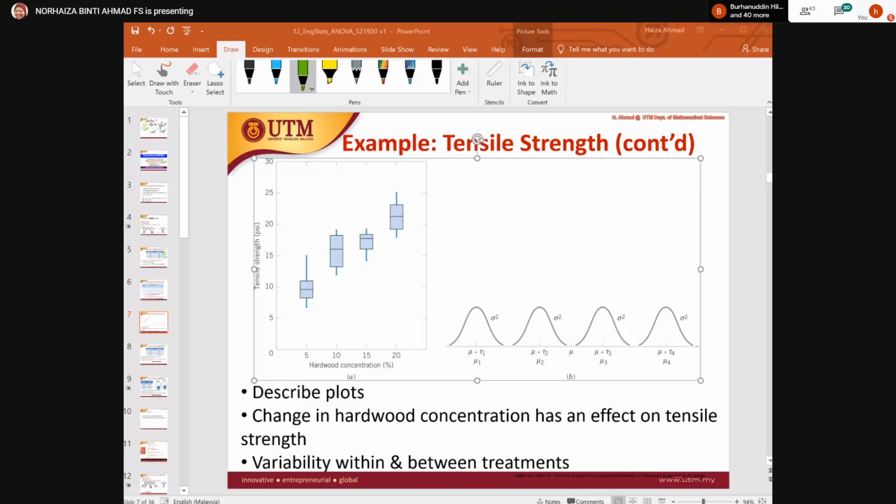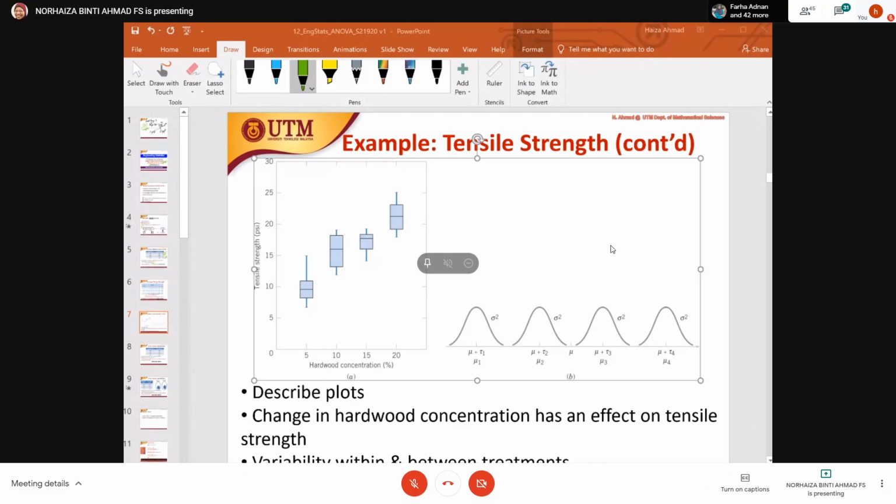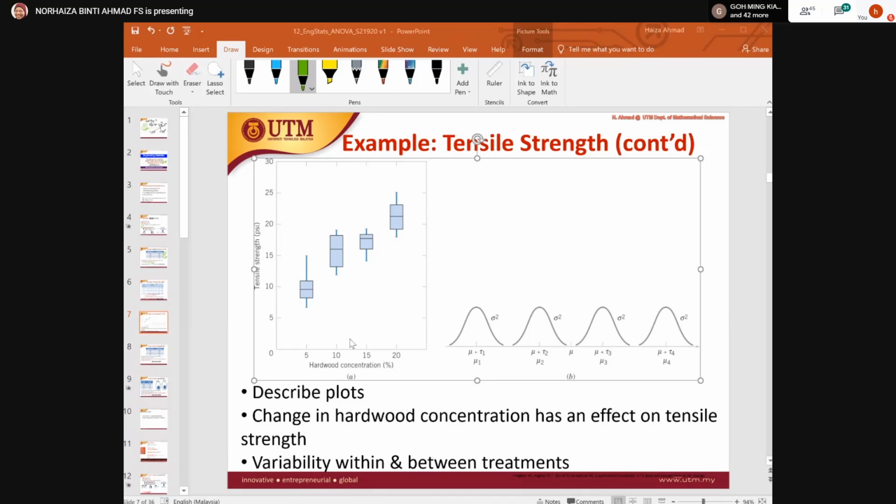20% has the strongest tensile strength. Which 20%? 20% hardwood. I see 20% hardwood has the stronger tensile strength. Okay. So, Antonius, you said that 5% is positively skewed. 5% hardwood, not 5%. 5% hardwood concentration has positively skewed.